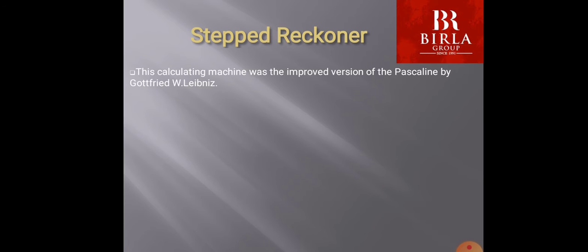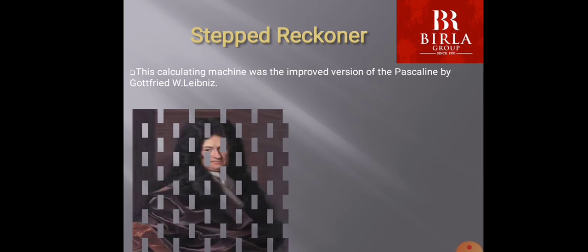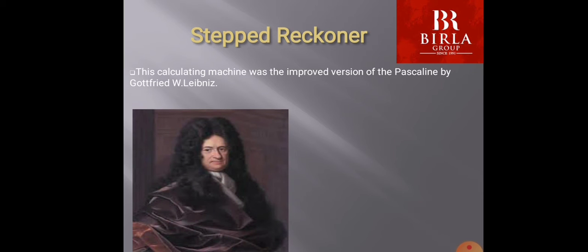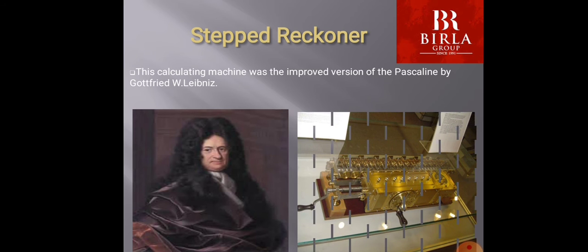Now, the next one is the stepped reckoner. This calculating machine was an improvement of the Pascaline by Gottfried W. Leibniz in 1671. It could perform addition, subtraction, multiplication, and division.